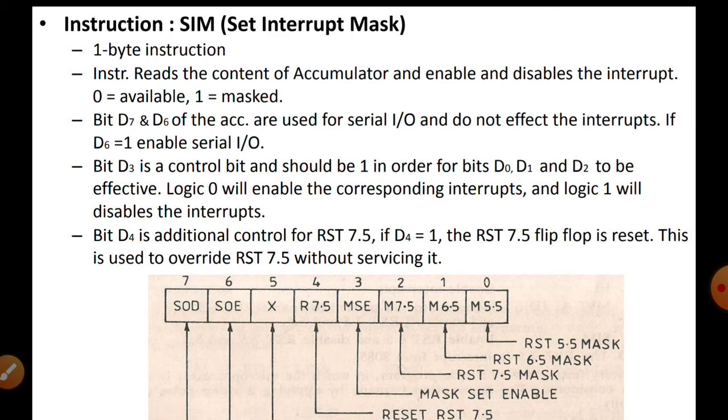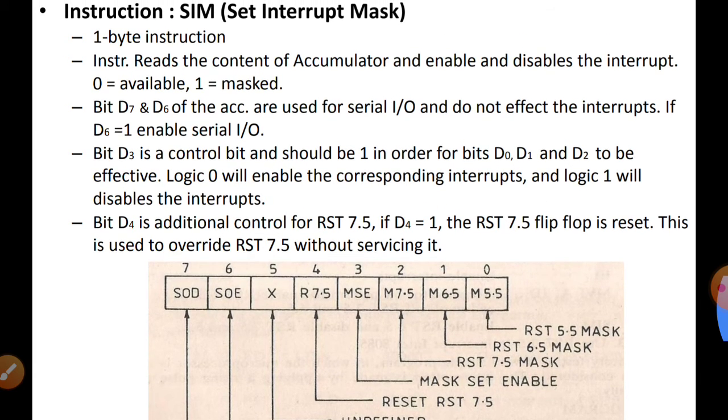The SIM instruction is a single byte instruction, and this instruction reads the content of the accumulator and enables or disables the interrupt depending upon the bit pattern in the accumulator. So, before executing the SIM instruction, we have to put certain values into the accumulator, and the SIM instruction will read the content of the accumulator and then inform the processor which interrupt is masked and which interrupt is not masked.